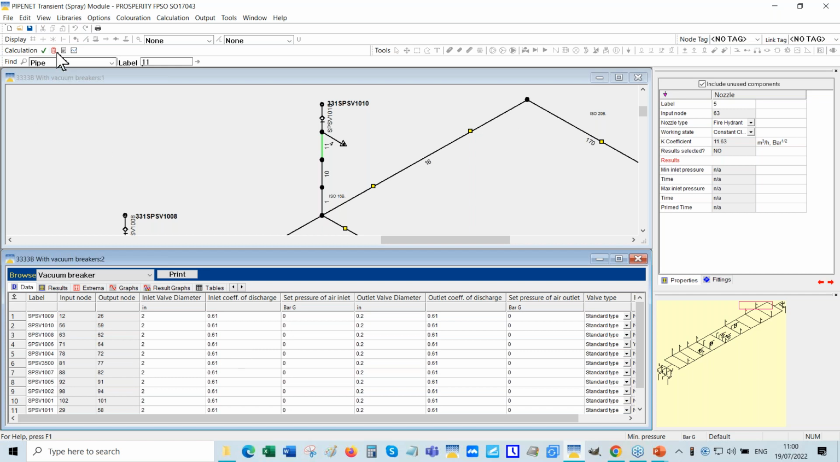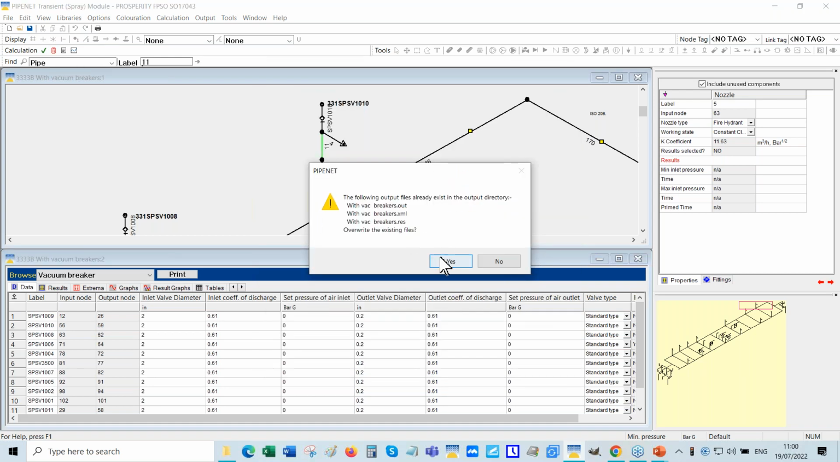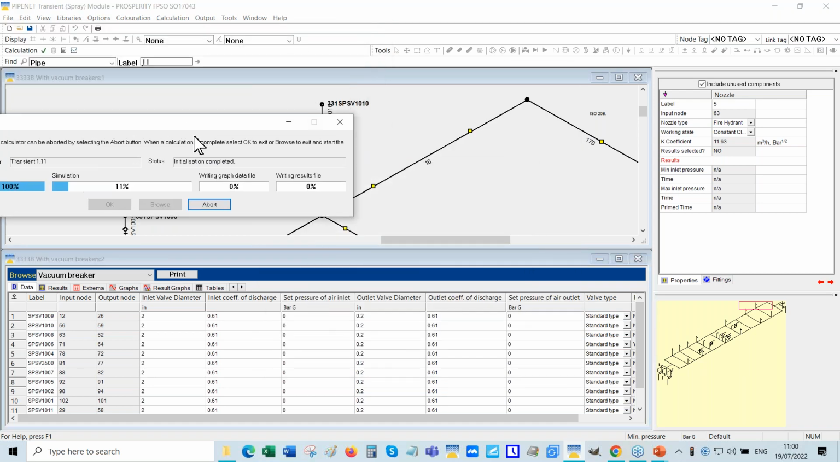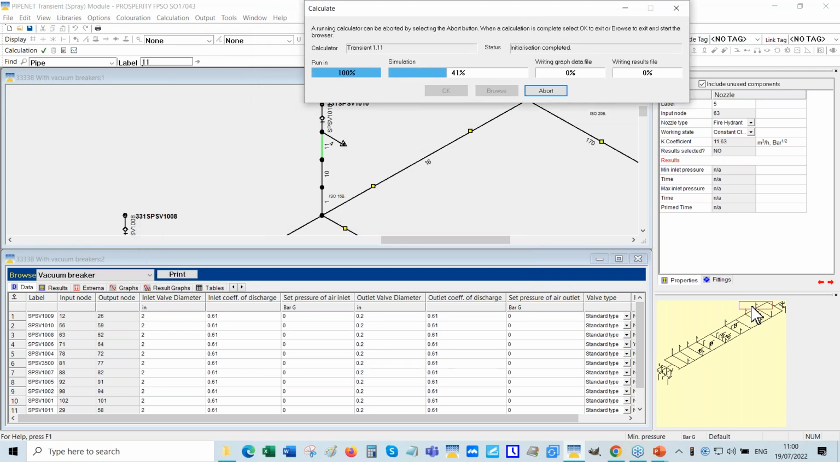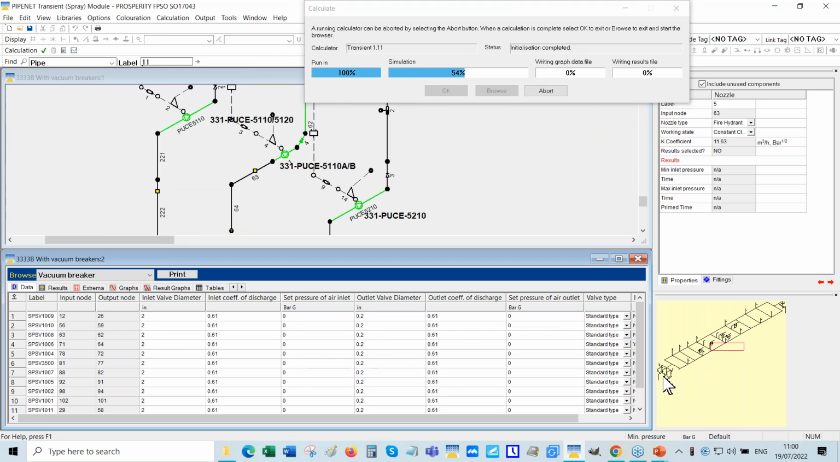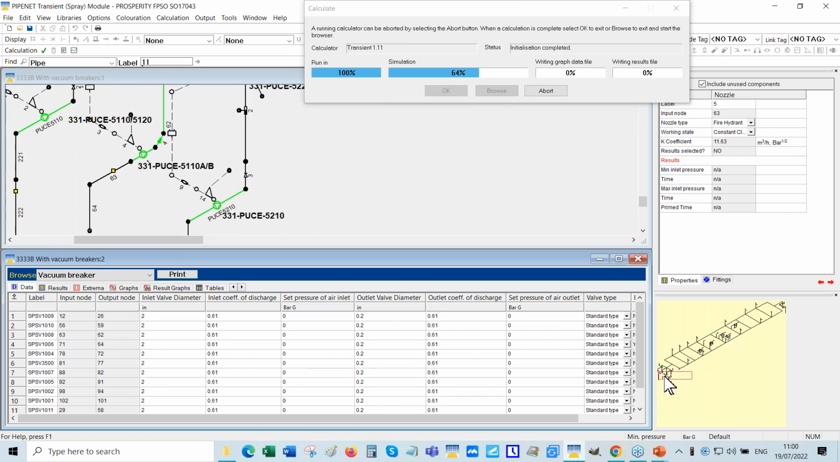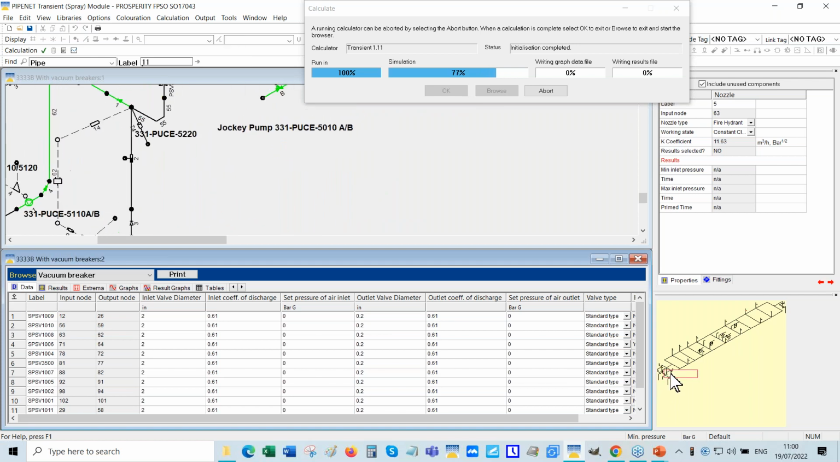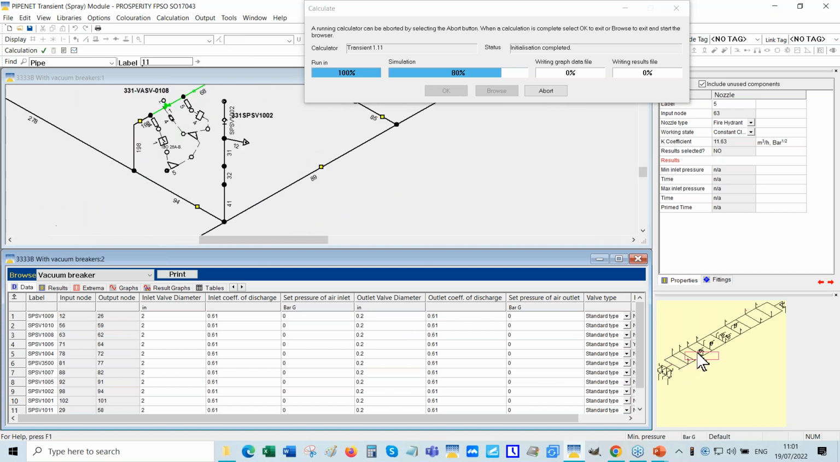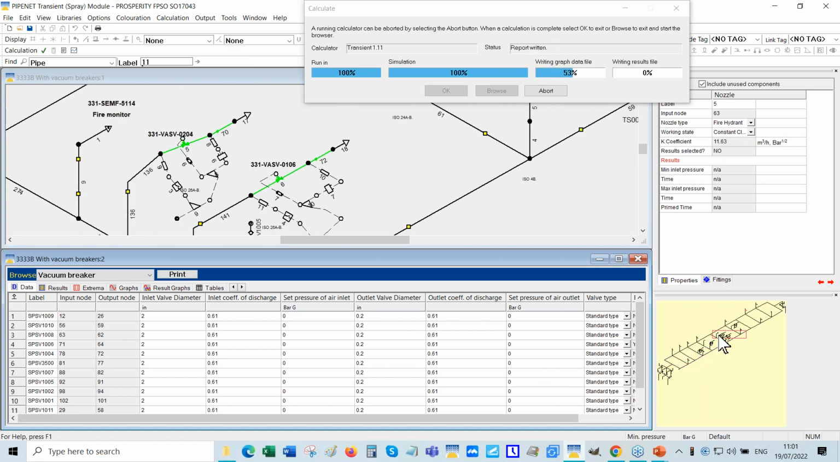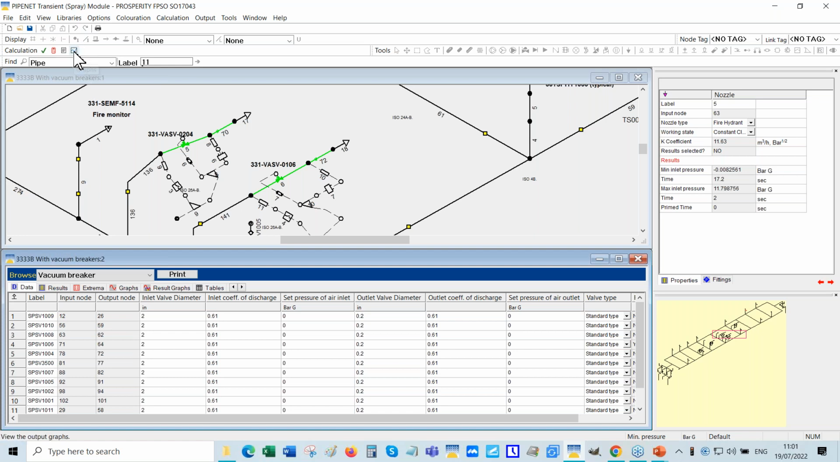Okay, so let me do the calculation now. See, this system model is actually quite a complex model because there are a lot of control loops here. Control loops are difficult to model. And these run pretty quickly.